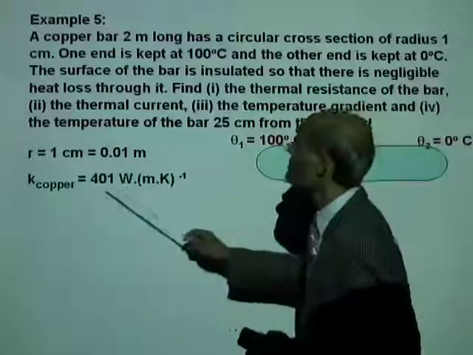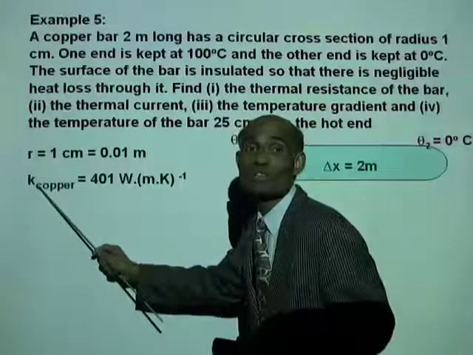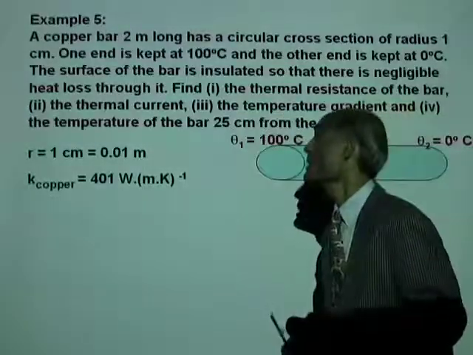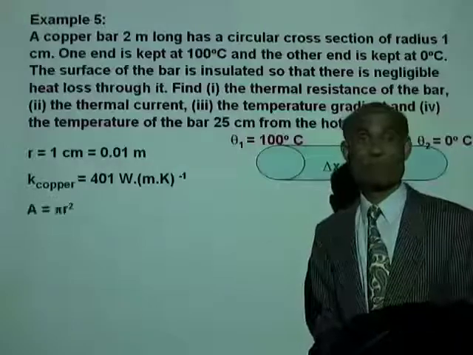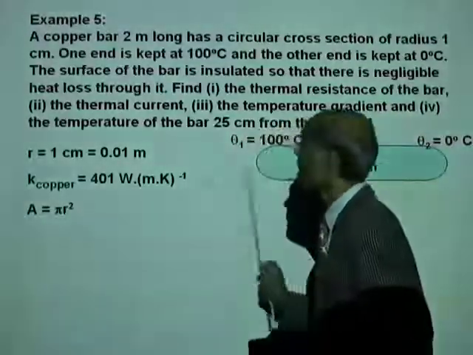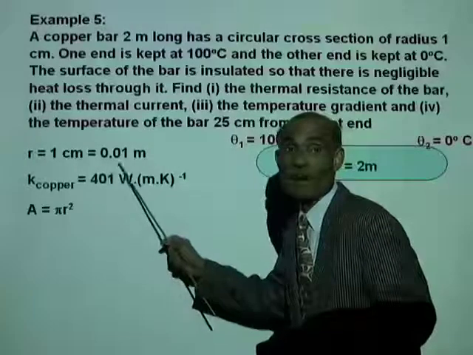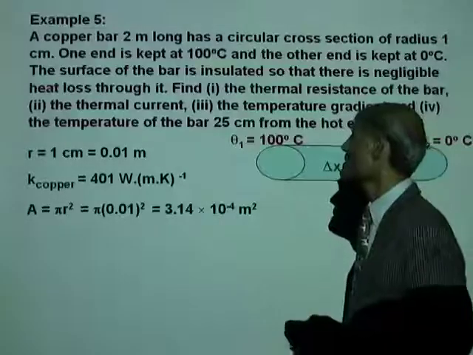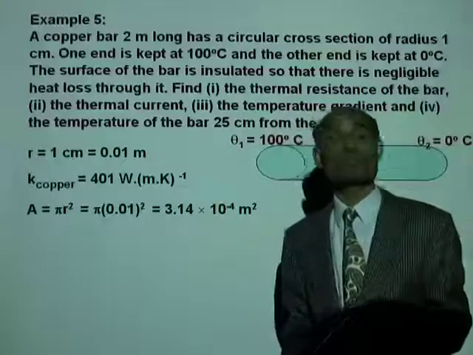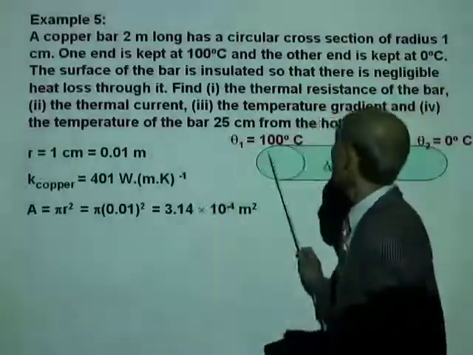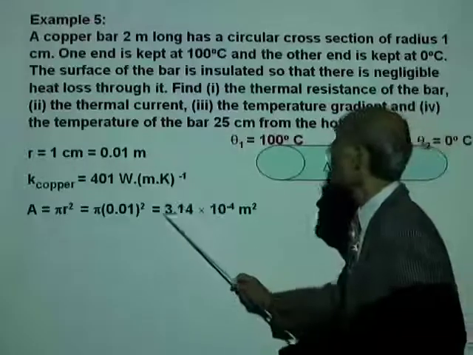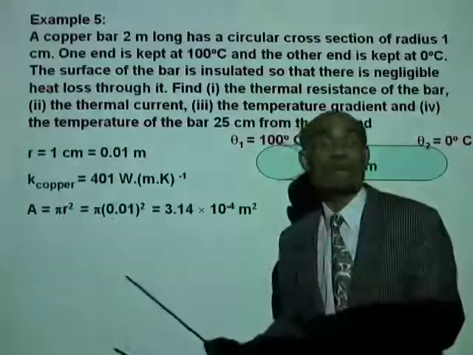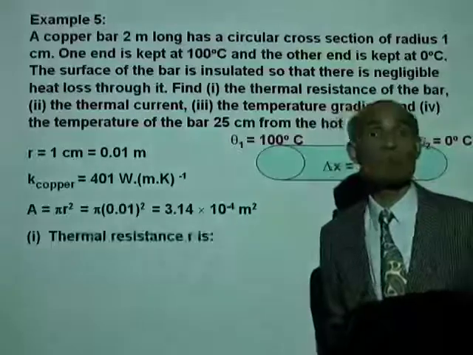And this is a copper material, and K, the thermal conductivity for copper from our tables, is 401 watt per meter per Kelvin. The area of cross-section of the bar is pi r squared, where r is 0.01 meter, so that's equal to 3.14 times 10 to the negative 4 meter squared. So now you know the length of the copper rod, its area of cross-section, the drop in temperature, and the value of K. We practically know everything that we need.